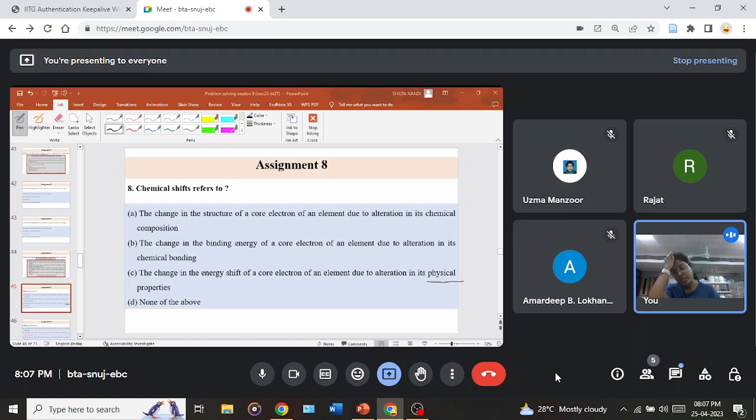So the first option which you can rule out is option C itself. That is, chemical shift actually does not refer to the change in the energy shift of a core electron occurring due to the alteration in its physical properties. So between A and B, as I said, A is also not the correct answer. So what would be the correct one? It is actually B. Chemical shift is the change in the binding energy of a core electron of an element due to alteration in its chemical bonding.